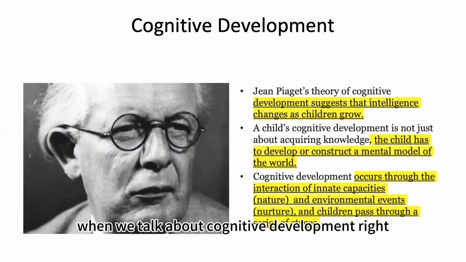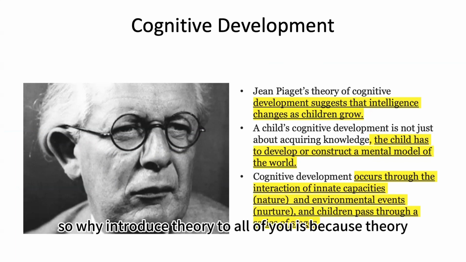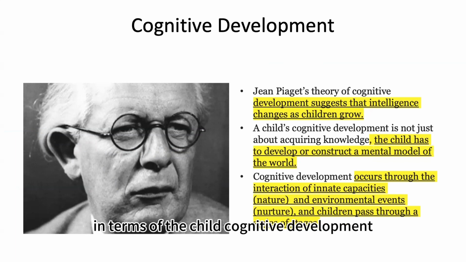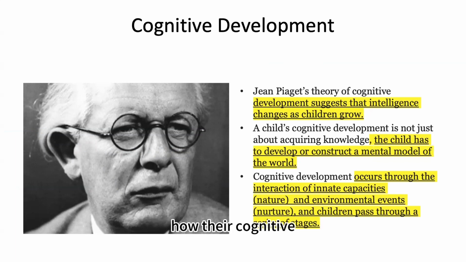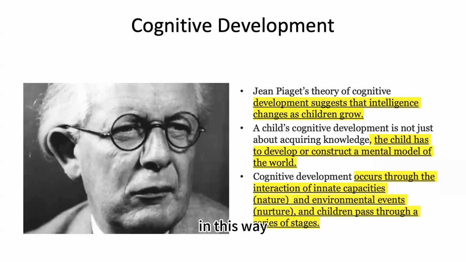When we talk about cognitive development, we always introduce Jean Piaget's cognitive development theory. The reason we introduce theory to all of you is that theory often answers our questions about children's cognitive development: how their cognition develops, when they will develop, and why in this way.